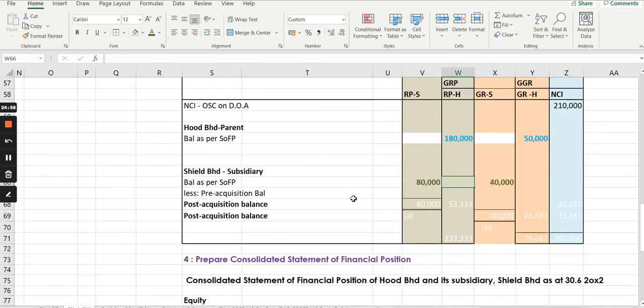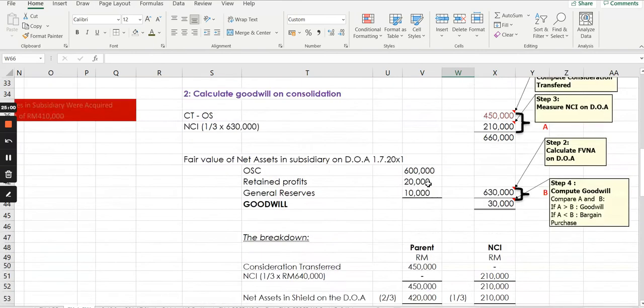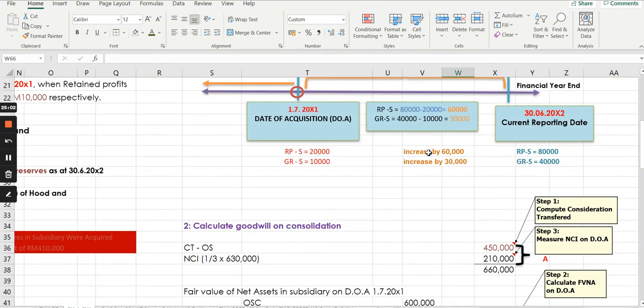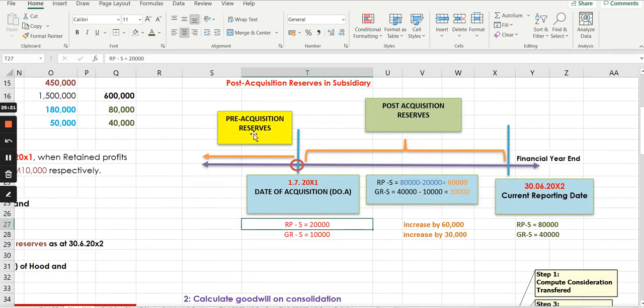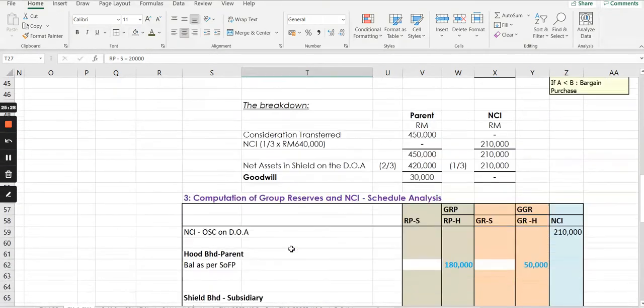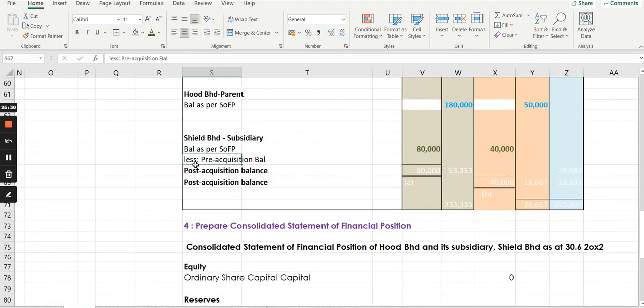So are we done yet? Not yet. We now need to check the pre-acquisition balance. Remember, I told you earlier, our balance at the end of the year is 80. But our balance at the date we acquired the subsidiary was 20,000 and 10,000 for retained profit and general reserve respectively. That is the pre-acquisition balance. That one shouldn't be shared by the parent, so we need to remove it.